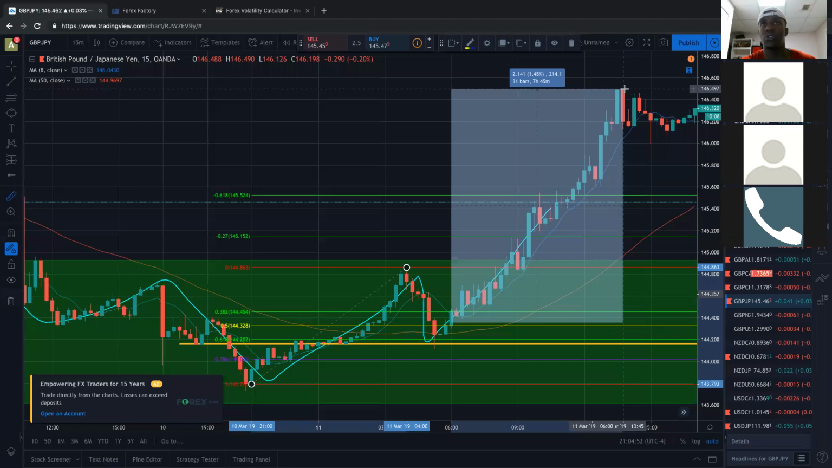But in this case, you're looking at 214 pips if you were to ride it all the way to the top. And that could equate to, you know, $1,000, $2,000, $200, $400, just depending on how big your account size is and how much your lot sizes are when placing this trade.